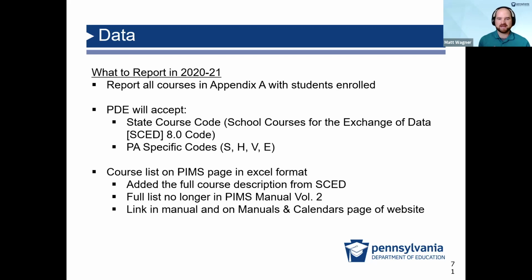So we tried to mesh it all together. You have one location to look for them. The course list is in Excel format for easy filtering and searching if you need to find something. And it's no longer in volume 2 of the manual. It's right under it, its own separate link.